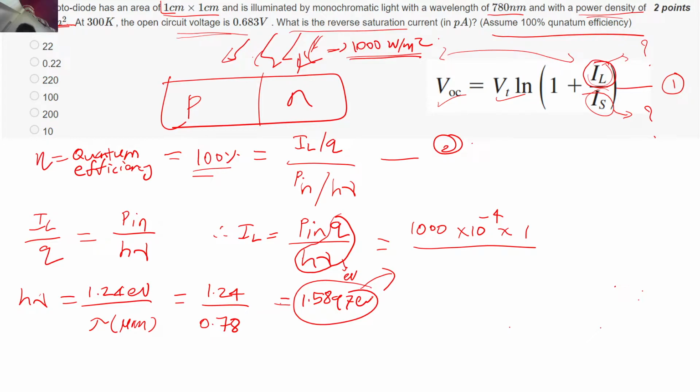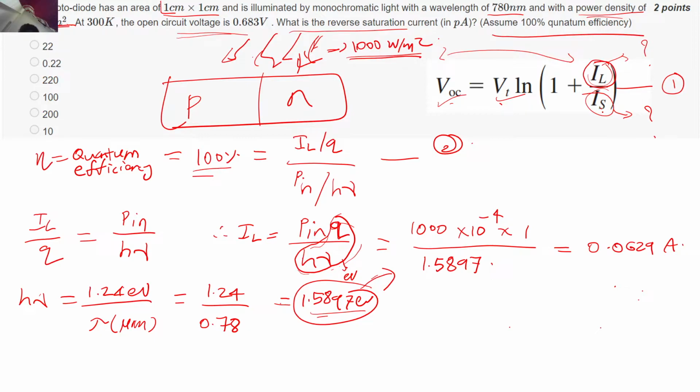Now let's put this value over here. I'm putting 1.5897 because this Q I have absorbed in this equation itself, as this is already in eV, right? Now if you calculate this value, then IL is going to come out to be 0.0629 amperes. Now let's check whether we have everything. We have VOC, we have VT, we have IL. The only thing remaining is the IS, right?